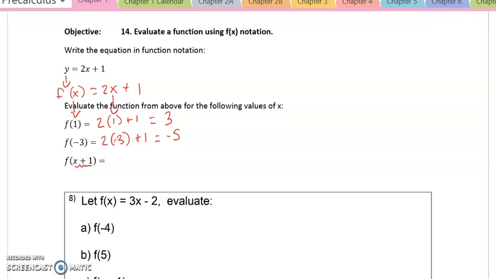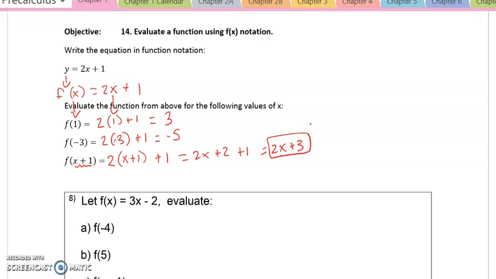And then we can plug in an expression here. You don't always have to plug in simply a constant, right? It can be something other than just a number. So the same rule is going to apply. Instead of 2x plus 1, it's 2 times your input plus 1. So I have to distribute here. I get 2x plus 2, and then I have that plus 1. This gives me 2x plus 3.